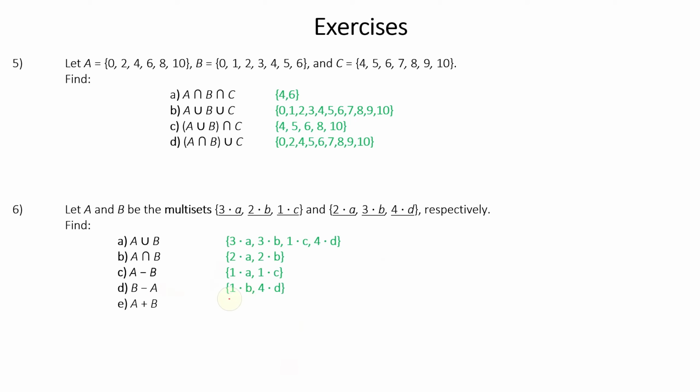Now with the plus, it's just the addition. So I'm going to add all what I have, which means how many A's do I have? 3 here, 2 here. That means I'm going to end up with 5 A's. B's: 2 here, 3 here. That means 5 B's. And then C's: 1 here, 0 there. That means I'm going to have 1 C. And then D's: 0 here, 4 there. They're going to have 4 D's. That's the A plus B. 5, 5, 1, 4. And that's great.